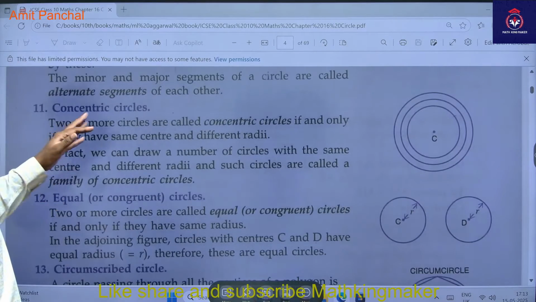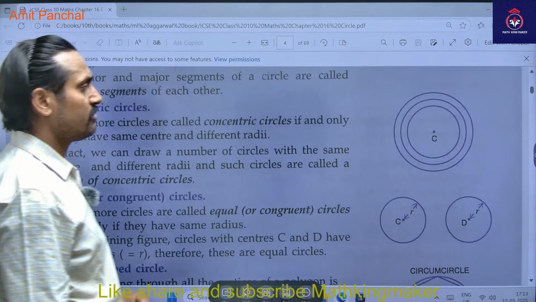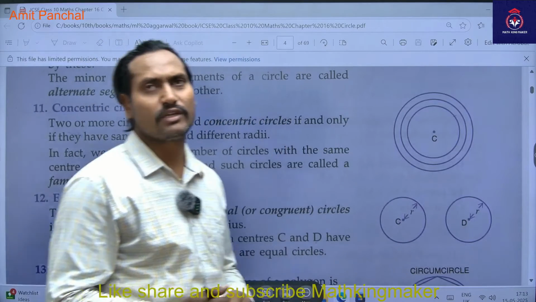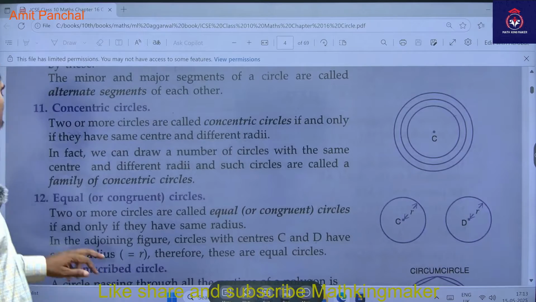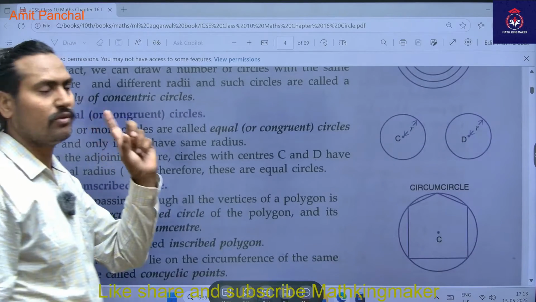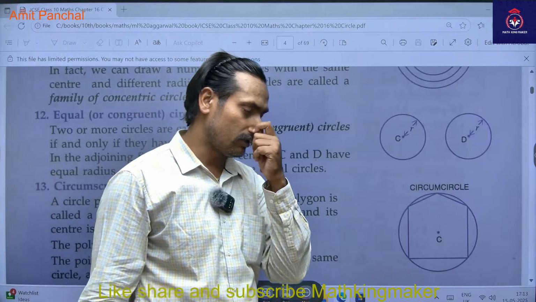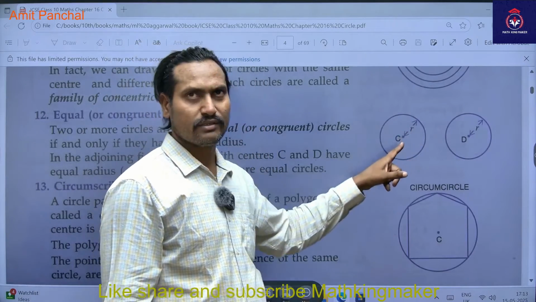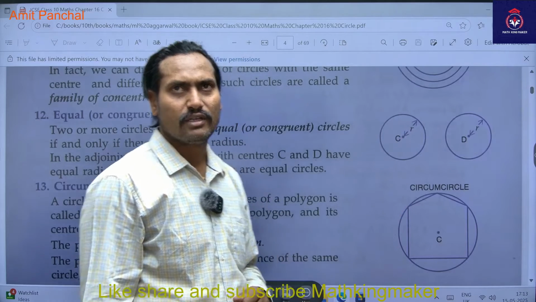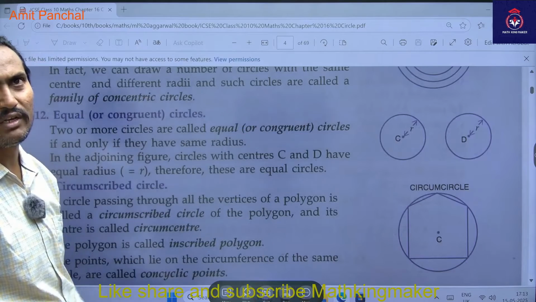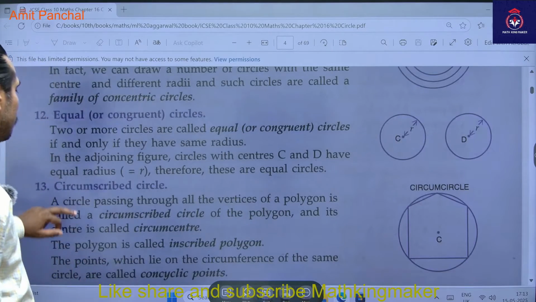Now we'll talk about concentric circles. If you have many circles with the same center, these circles are said to be concentric circles. A circle has only one dimension, that is its radius, isn't it? So two circles can be said to be equal if they have equal radii.